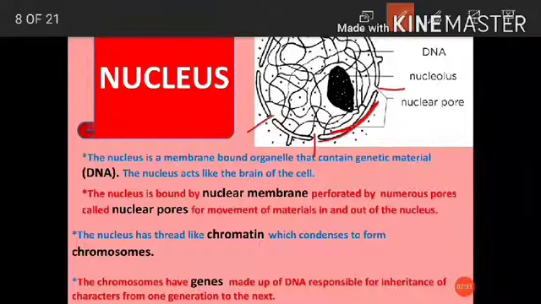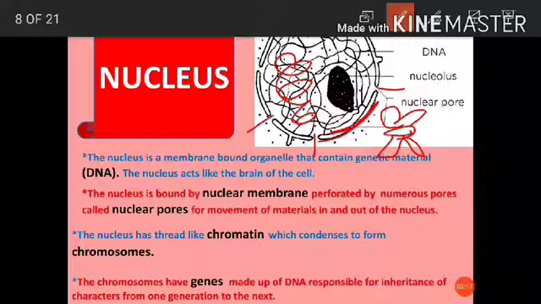The nucleus contains an entangled mass of thread-like structures called chromatids. These chromatids condense and form chromosomes when the cell is ready to divide. And why is the cell ready to divide? To produce more and more cells for the growth of the body. So these chromatids change into chromosomes. The structure is almost like this. Chromosomes.